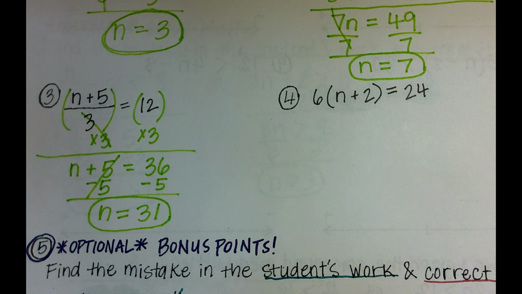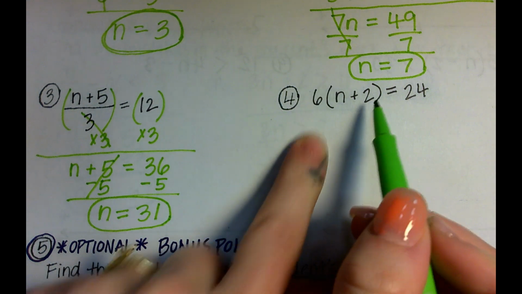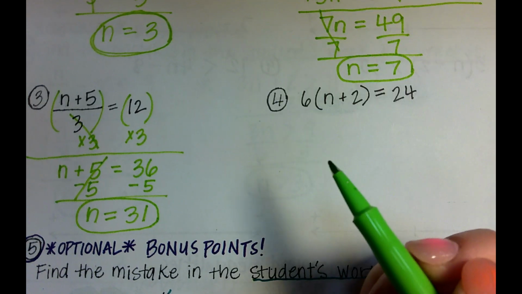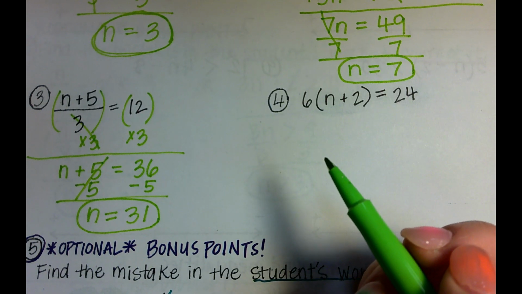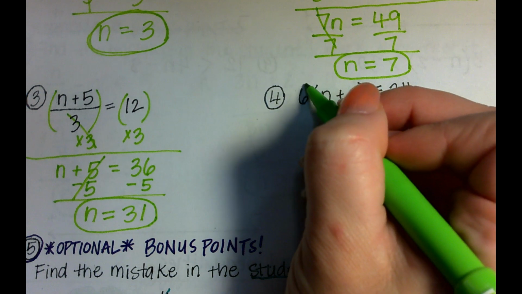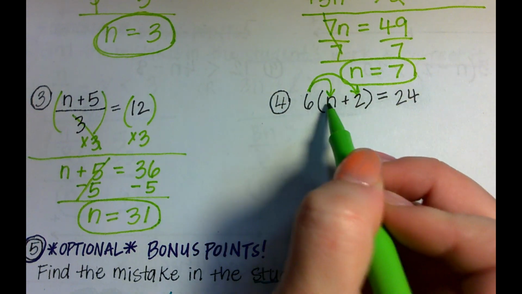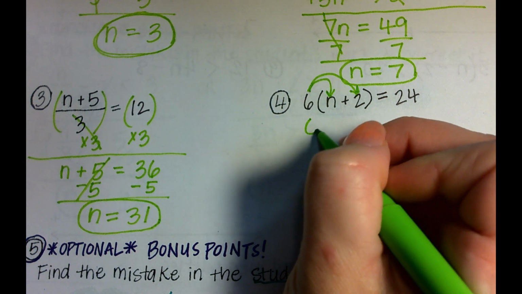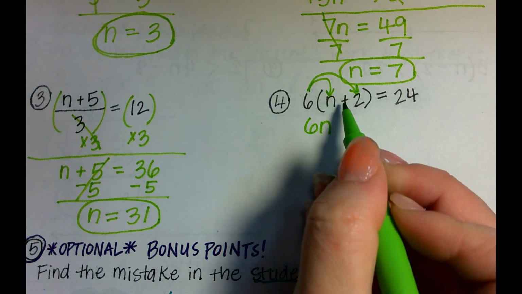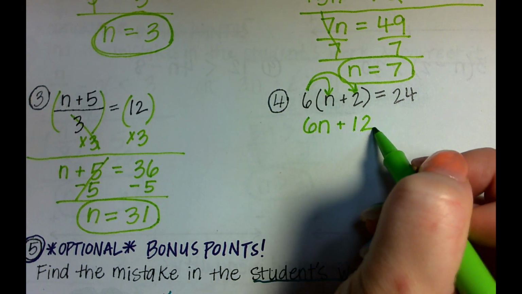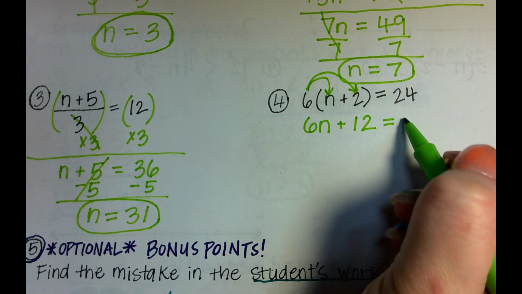What's going on in number 4? Yeah, we got to distribute this 6 before we can solve it. So, what does that mean? What am I doing? You're taking 6 times n. Yeah, 6 times n and 6 times 2. 6 times n gives me 6n plus 12. Good. And then we'll just bring everything else down.